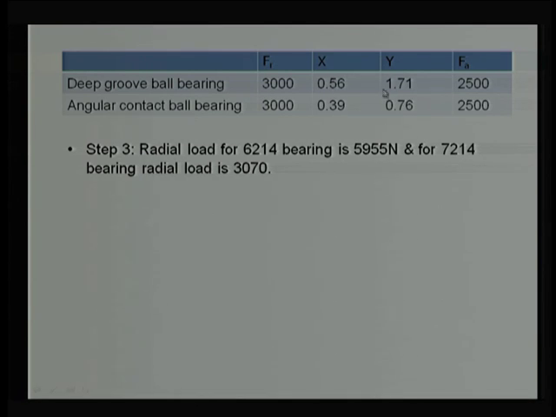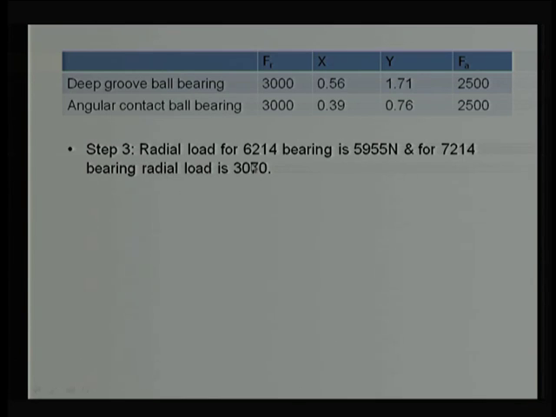When we add, we have to multiply and then add this 1.71 into 2500, while in the second case it will be 0.76 into 2500. Again, this product is lesser, so naturally the summation will be lesser. When we find the equivalent radial load for the 6214 bearing, it is 5955 Newton, while for the 7214 bearing this load is 3070. It's almost half of the other bearing.